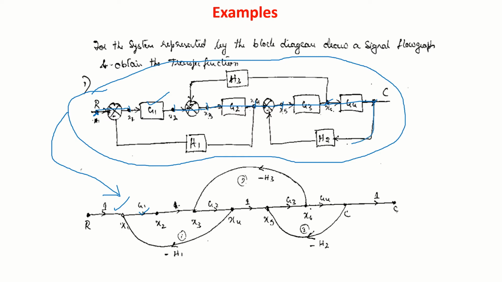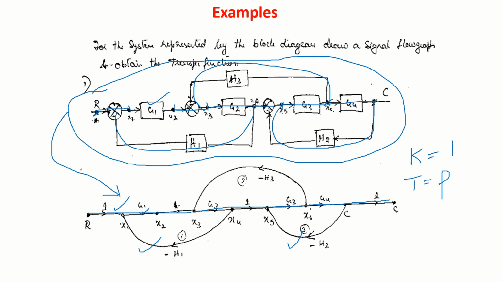Then from C to X5, right? Then X4 to X1, right? X6 to C, X3. So like this. Now, very easy. This is the only forward path we have, K equal to 1. T is equal to P1 delta 1 by delta. So path gain is G1, G2, G3, G4. Delta is 1 minus sum of loop gains of individual loops.